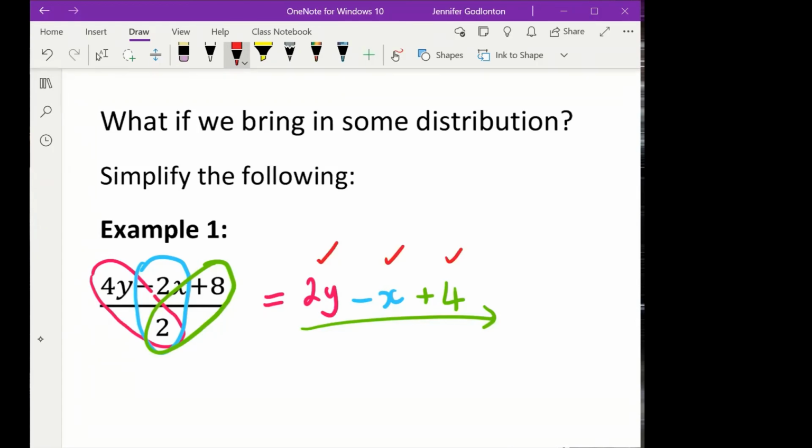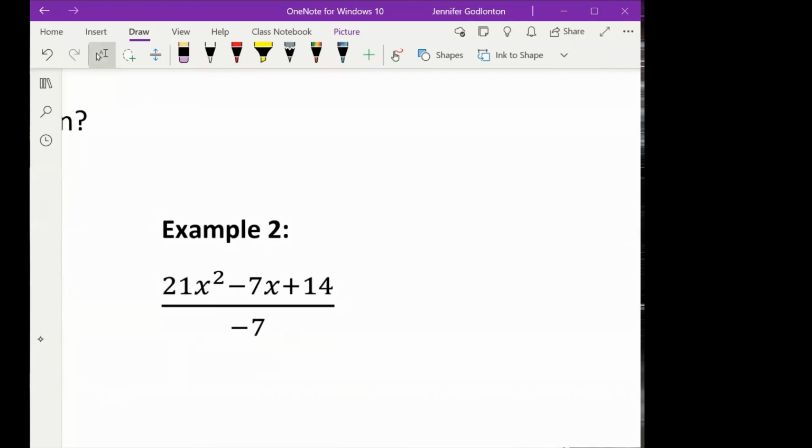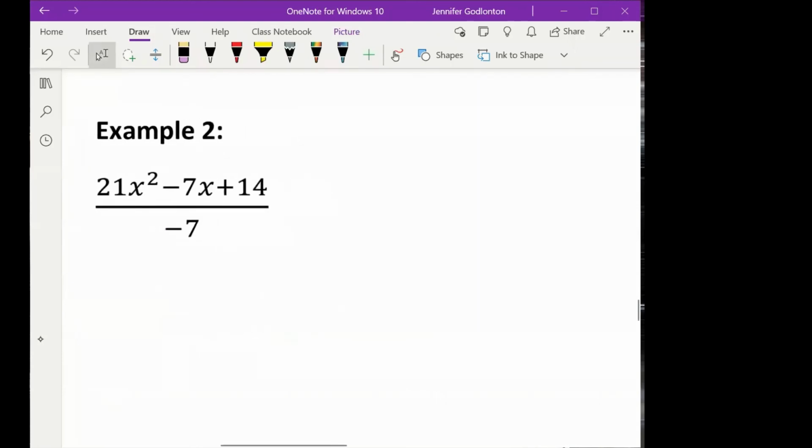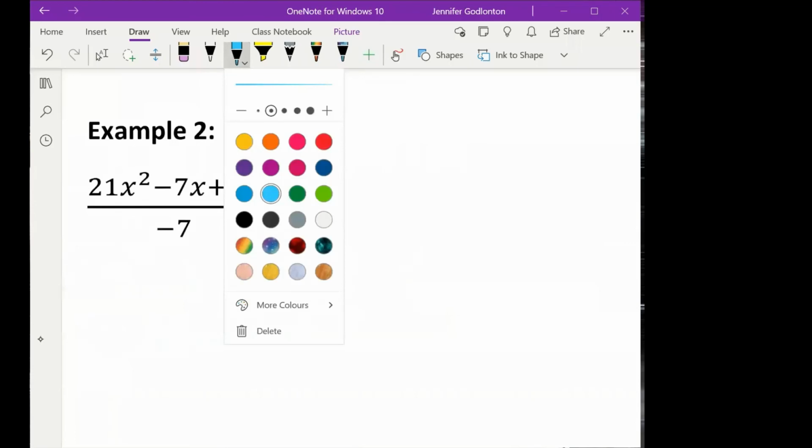Do you feel ready to try one? Okay, Thomas says thumbs up. He's ready. Okay. Great. Try this one for me then. Remember to break them up, each one at a time. So I need to have an answer that's, I'm going to land up having 3 terms as my answer.